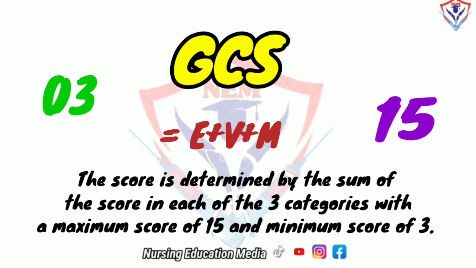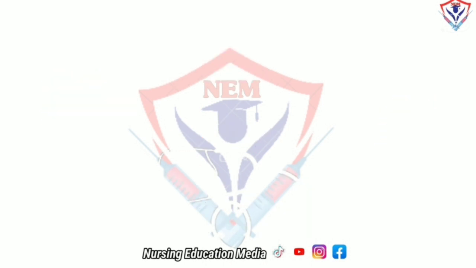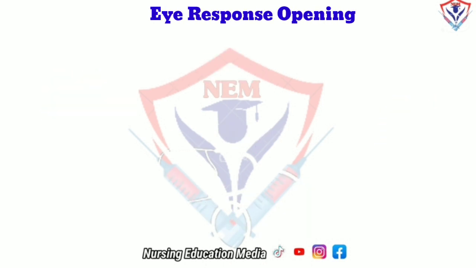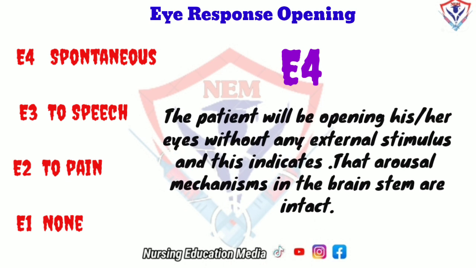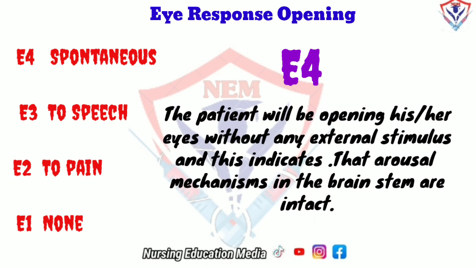Now, let's discuss eye response or eye opening and how the scoring is done. First is E4, that is spontaneous eye opening. Here, the patient will be opening his or her eyes without any external stimulus, and this indicates that arousal mechanisms in the brainstem are intact.